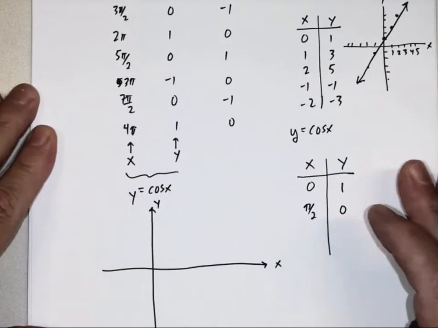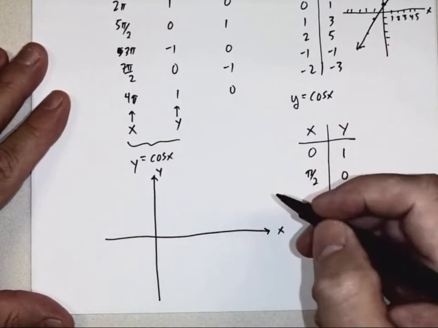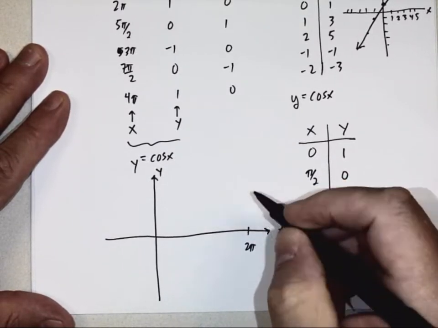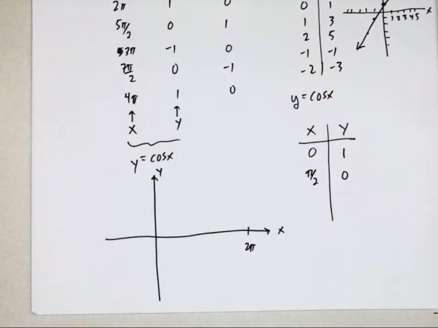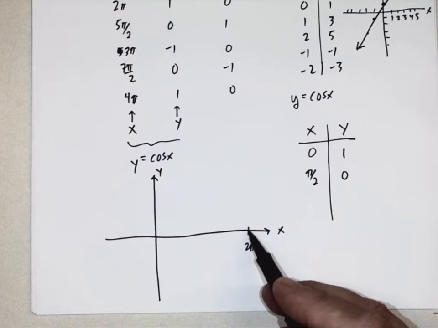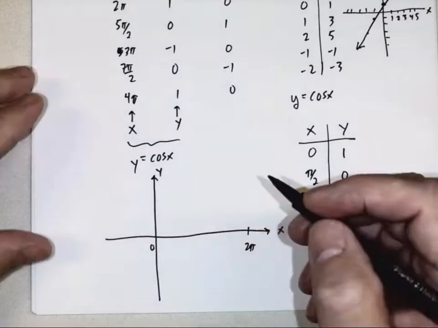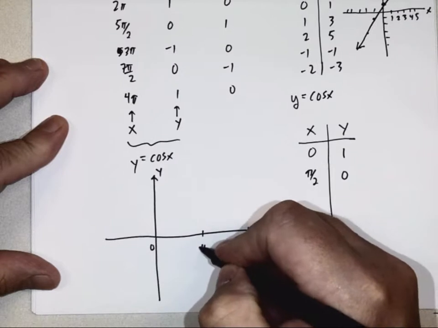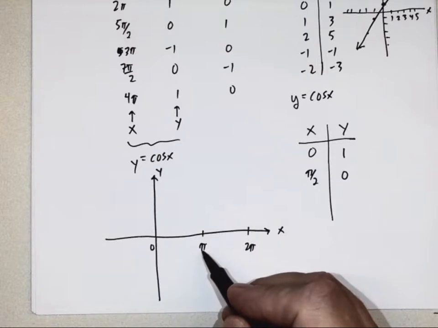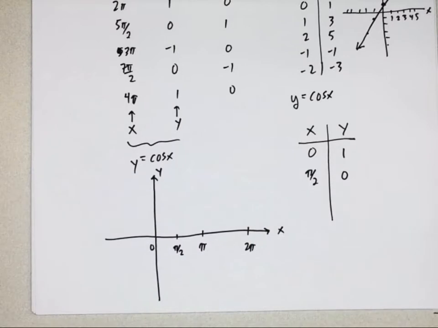Well, no. Since these x numbers all have pi in them, here's what we do. I'm going to graph this thing up to 2 pi. I'm not going to do all these. So 0 is here, 2 pi is here. What is half of 2 pi? Half of 2 pi is pi. So here's pi. What is half of pi? Half of pi is pi over 2. So this is pi over 2.